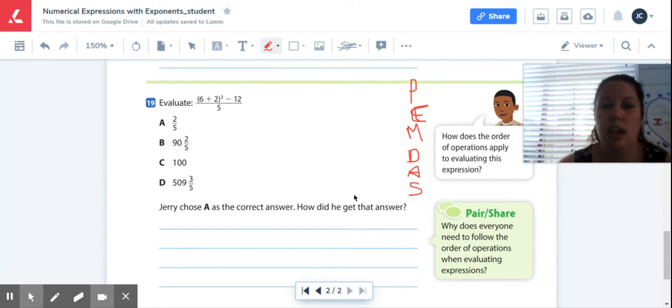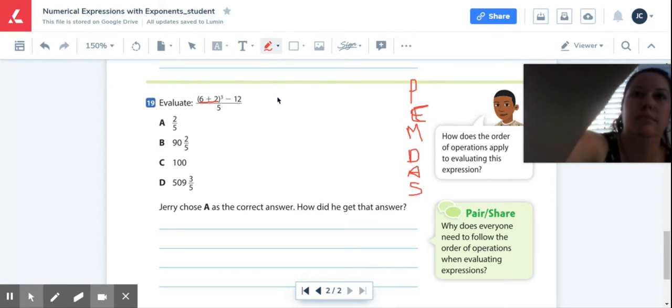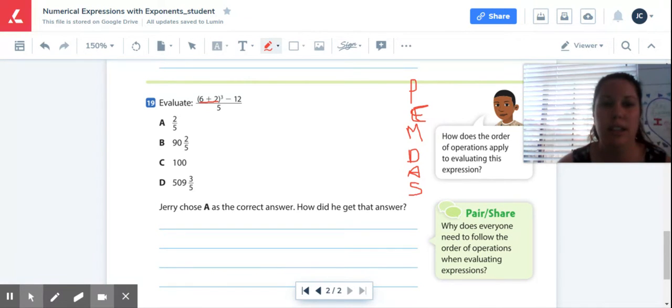PEMDAS. P stands for parentheses, E stands for exponents, M is multiplication, D is division, A is addition, and S is for subtract. Okay, so first we're going to do what's inside these lovely parentheses first. So I'm going to highlight that right there. So 6 plus 2. What's 6 plus 2? 6 plus 2 is 8.